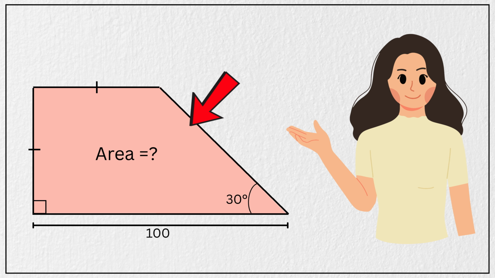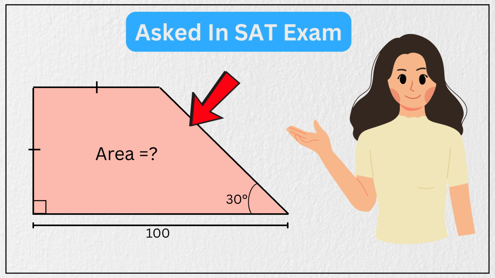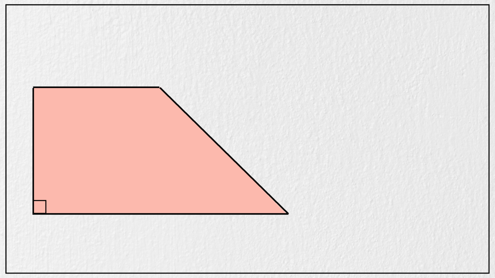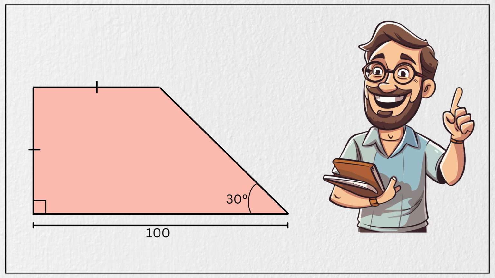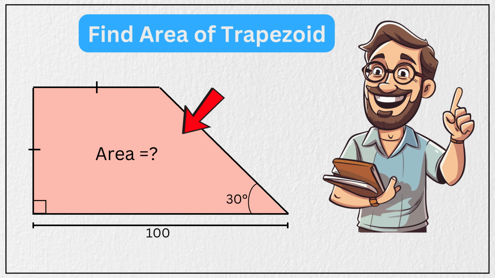Can you solve this tricky geometry question asked in the SAT exam? We are given a right-angled trapezoid with longer base measuring 100 units. The top base is equal in length to this height, and this angle here is 30 degrees. And our goal is to find the area of this pink shaded trapezoid.